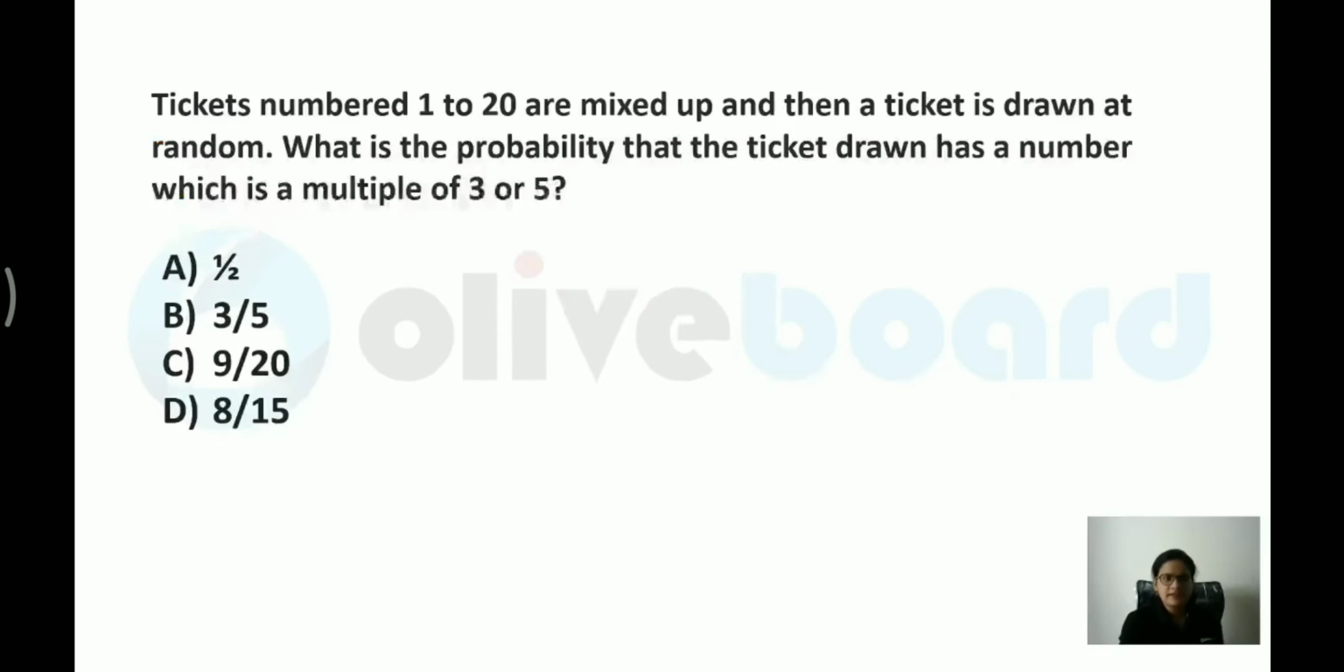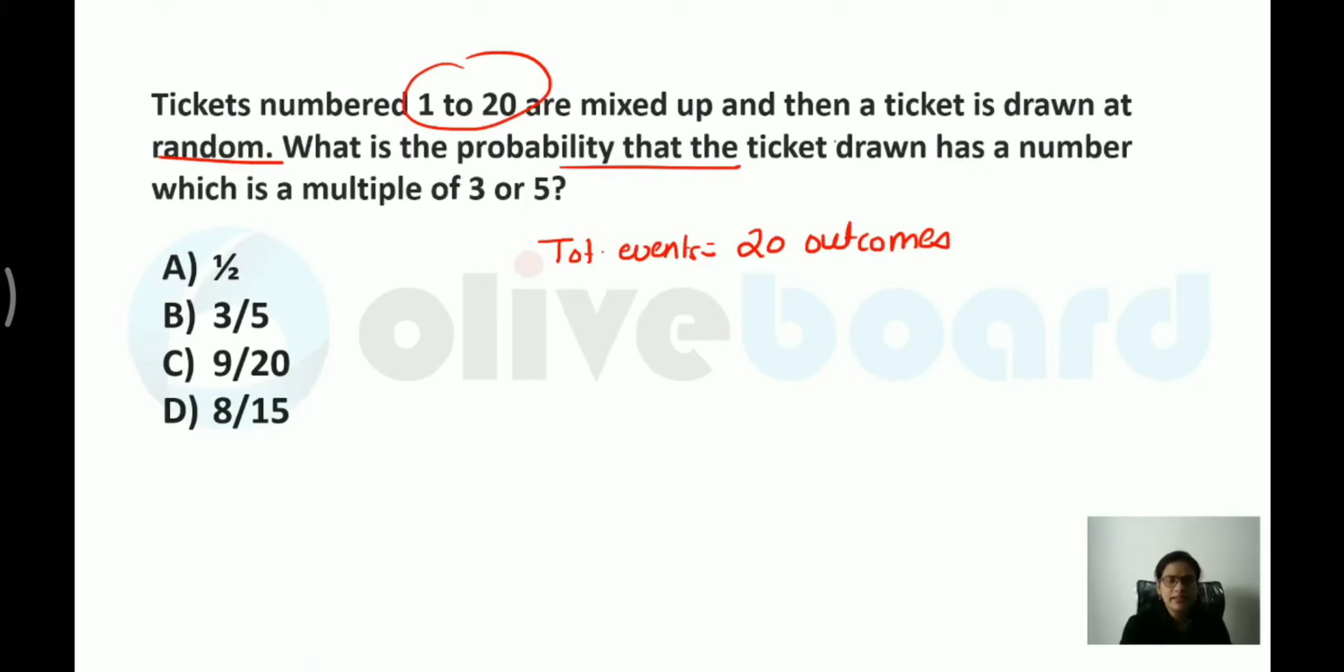Now let me discuss the next question. Tickets numbered 1 to 20 are mixed up. Then a ticket is drawn at random. So how many total events are possible? 1 to 20 means 20 outcomes can come. 20 outcomes are possible in this case.